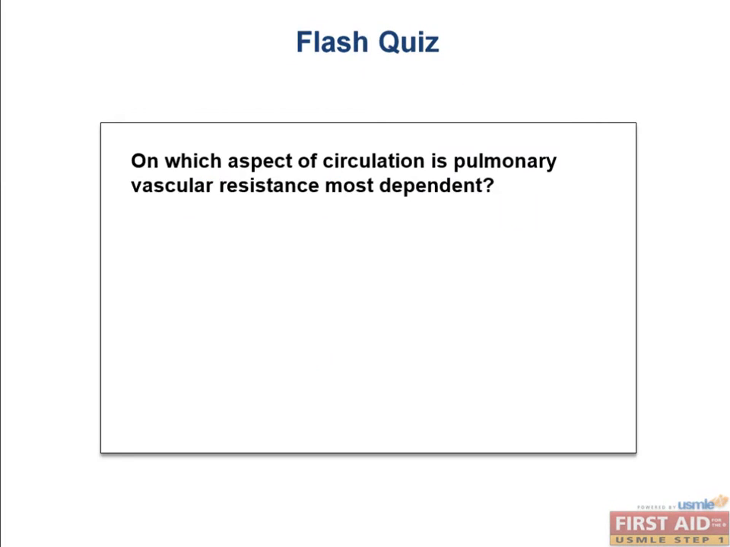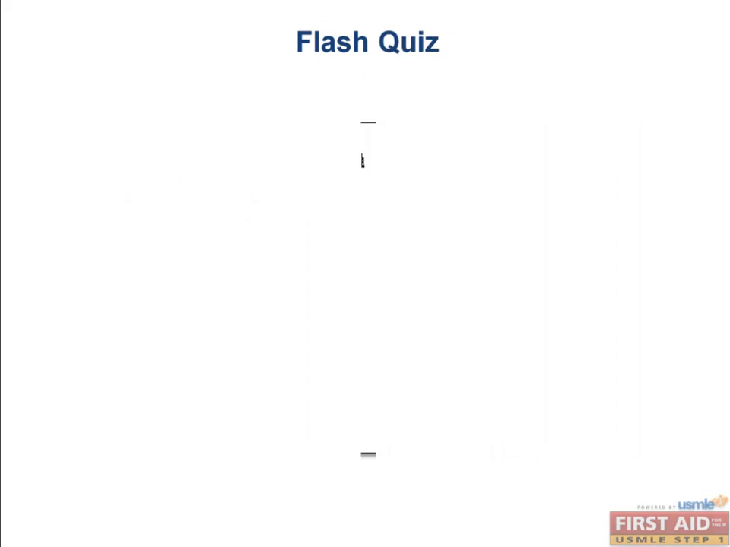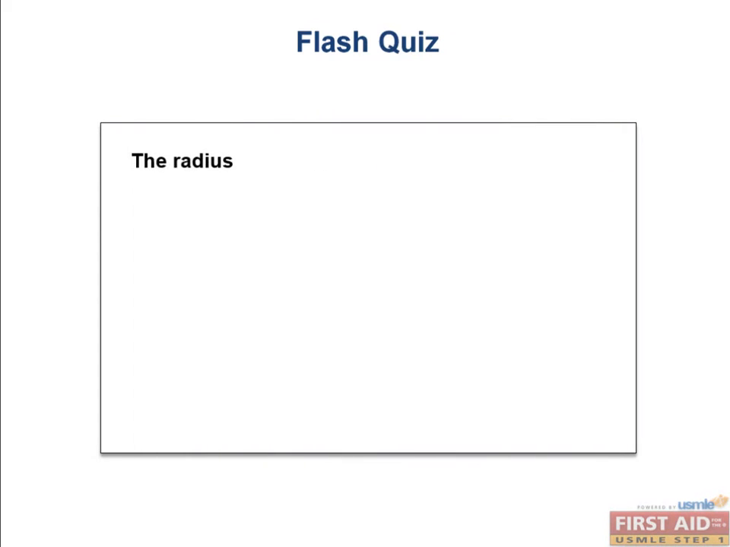Flash quiz. On which aspect of circulation is pulmonary vascular resistance most dependent? The radius, because it's raised to the fourth in the denominator.